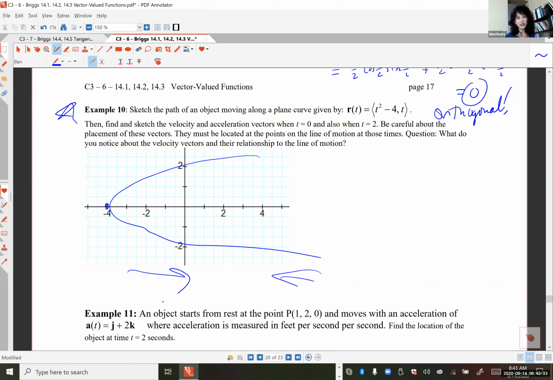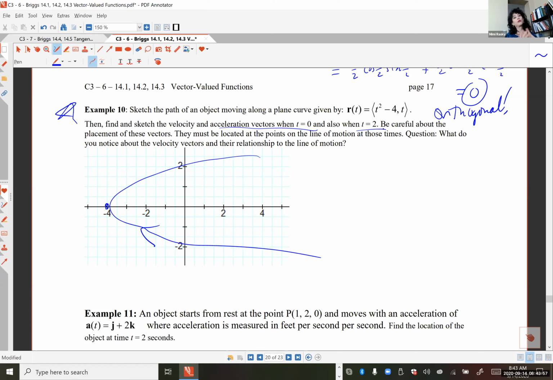And yes, it matters, because if you don't put an arrow on your graph to indicate the orientation, I can't give you full credit. Anybody know? It was upwards. Yeah, it was this way. Okay, so now how do you find velocity and acceleration vectors at t equals 0 and also at t equals 2, and then actually sketch those vectors at the appropriate positions at those points?